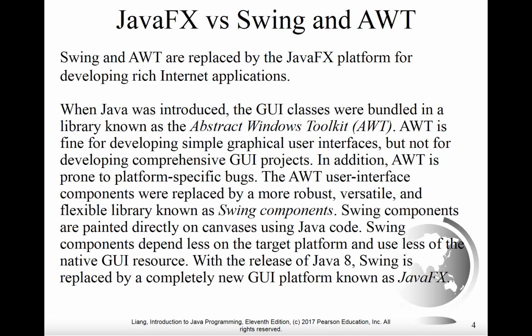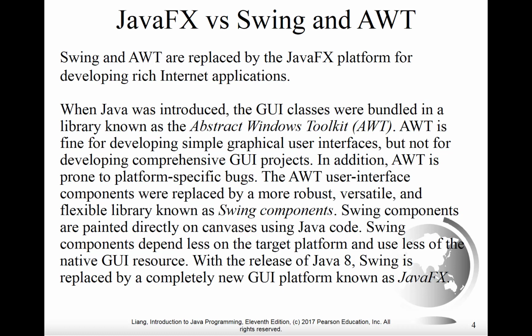We're going to start by discussing a little bit of history. Swing and AWT used to be the things that were used in Java, and they have been now replaced by JavaFX instead. With the introduction of Java, GUI classes were bundled in something known as the AWT, or Abstract Windows Toolkit. Although AWT was a good tool for developing simple interfaces, it wasn't developed enough or comprehensive enough to deal with complicated GUI projects. The other problem with AWT is it had a lot of bugs that were specific to the particular platform that you were running Java on.